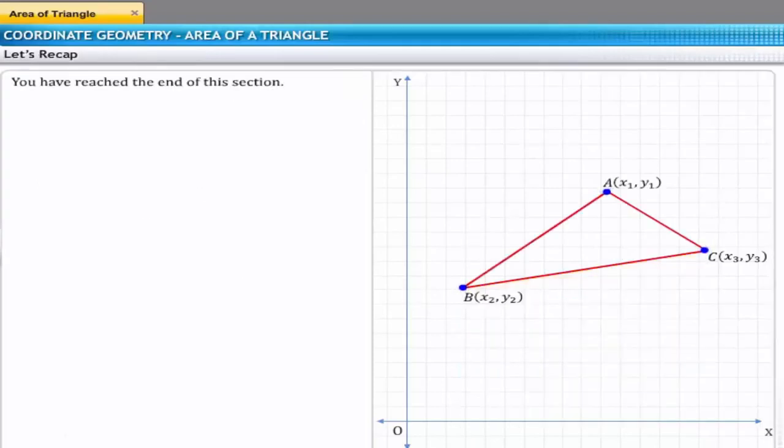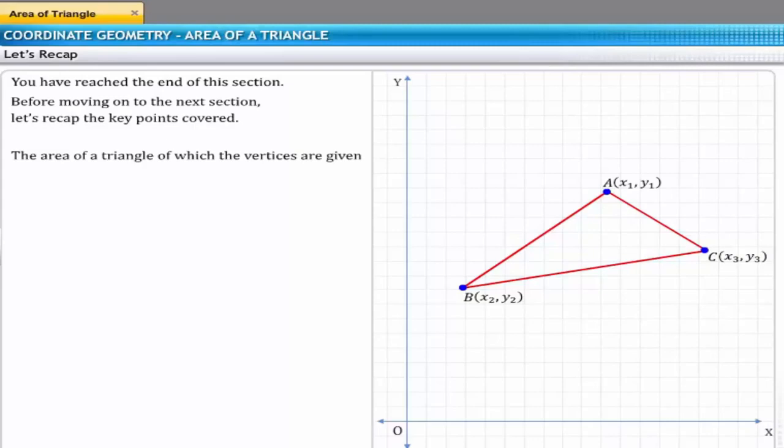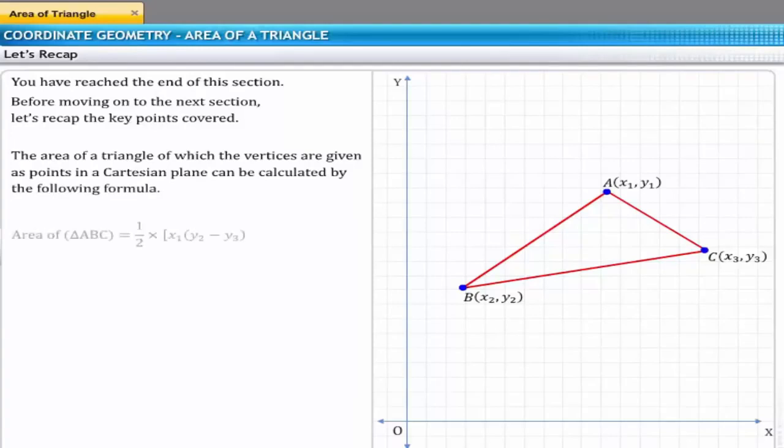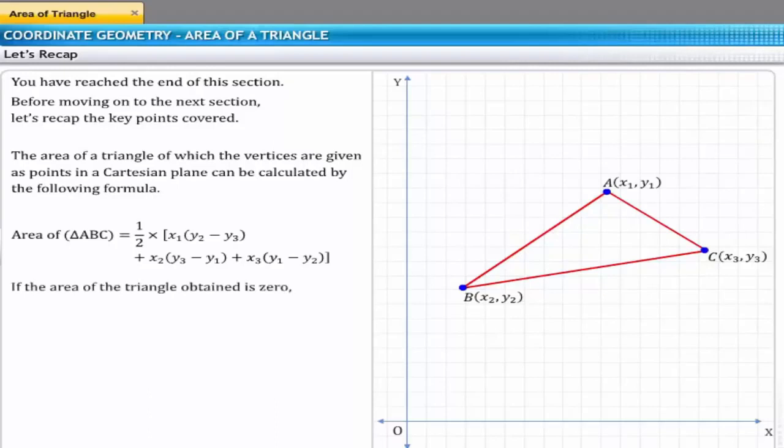You have reached the end of this section. Before moving on to the next section, let's recap the key points covered. The area of a triangle of which the vertices are given as points in a Cartesian plane can be calculated by the following formula. An important point to note here is that if the area of the triangle obtained is 0, then the 3 points are collinear.